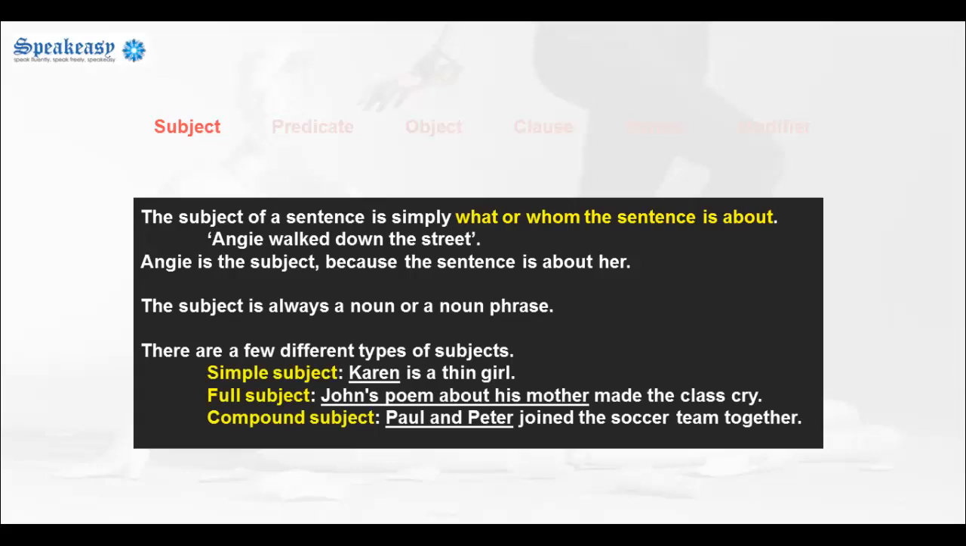These are a few different types of subjects. Simple subject: Karen is a thin girl. A full subject: John's poem about his mother made the class cry. A compound subject: Paul and Peter joined the soccer team together.